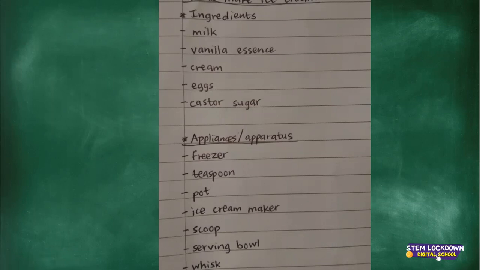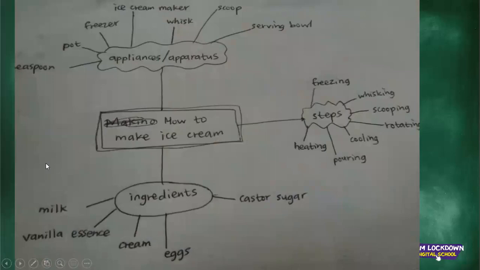So yes, this is what we need, these ingredients and these appliances. If you are going to use a list, this is more or less how it will be looking like. Yes, so this is option one, if you want to use a list. Then we have the other option, which is the mind map.